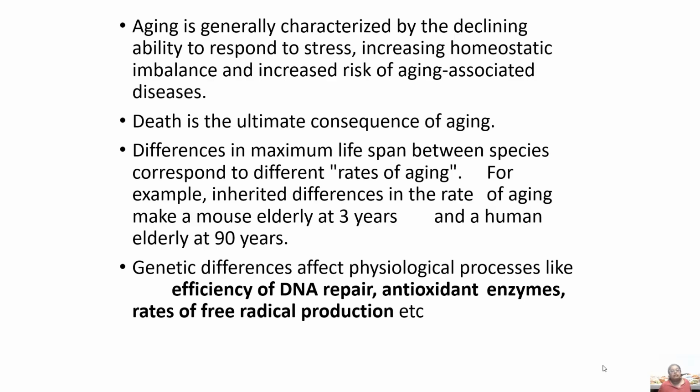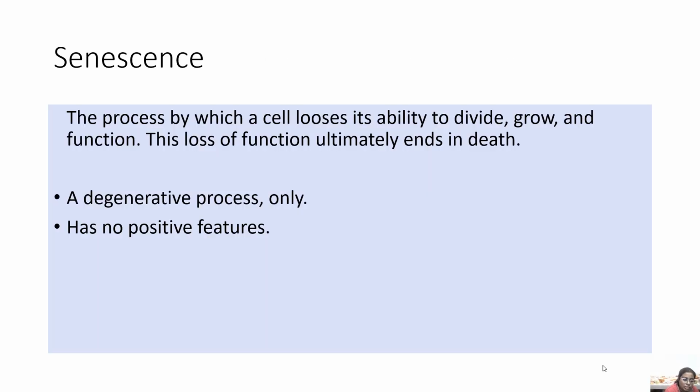Now, differences in maximum lifespan between species correspond to different rates of aging. For example, inherited differences in the rate of aging make a mouse elderly at 3 years and a human elderly at 90 years. Genetic differences affect physiological processes like efficiency of DNA repair, antioxidant enzymes, and rates of free radical production. Senescence is the process by which a cell loses its ability to divide, grow, and function. This loss of function ultimately ends in death, so it's a degenerative process only.